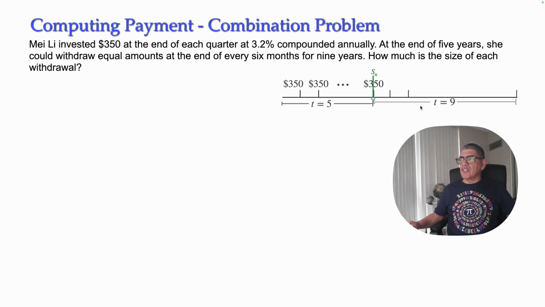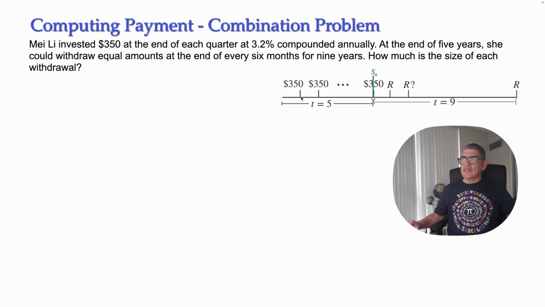So it's going to happen in 9 years. They say here for every 6 months for 9 years. And this withdrawal is at the end of every 6 months. So it will be at the end of the first 6 months. It's going to be a withdrawal. Let's call it R, and so on, until the last moment when she doesn't have anything in the account. So we want to compute what this R is. Reading the problem, we understand that this is the situation.